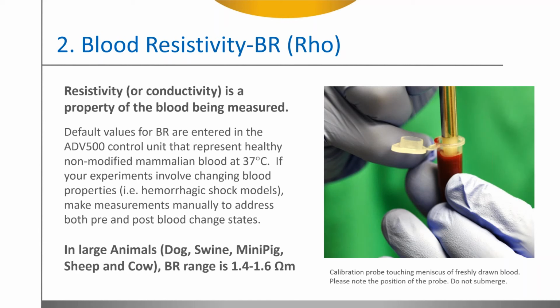We have measured with you in your labs in large animal models blood resistivities of dogs, swine, mini pigs, sheep, cow, and the range is between 1.4 to 1.6. Transonic also supplies a blood resistivity probe that enables us to measure and add blood resistivity values. On the picture to your right, there is a blood resistivity probe, and it's shown as it measures the rho by touching the meniscus of the freshly drawn blood.